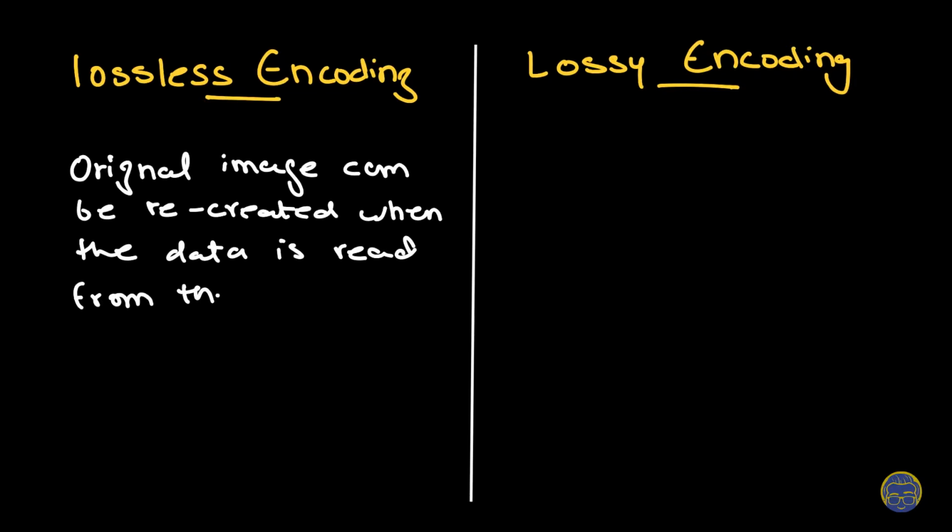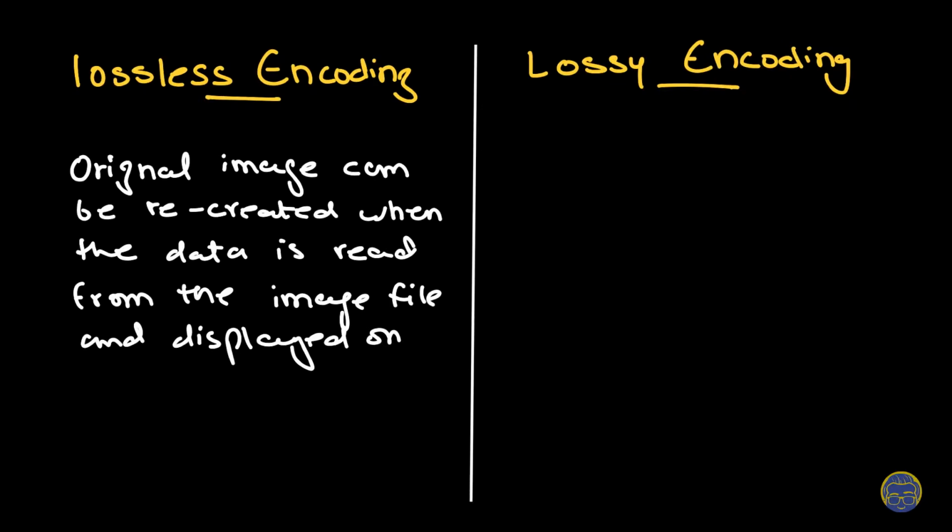For bitmap files, several of the universal file formats are lossless. These include .bmp and the portable network graphics .png, which was intended as a replacement for the older .gif format.